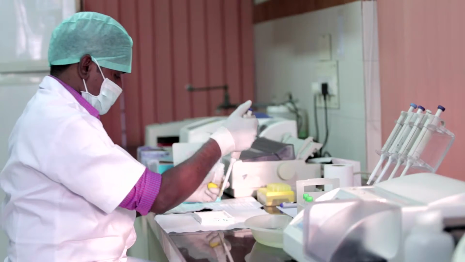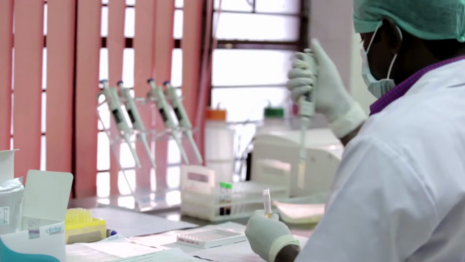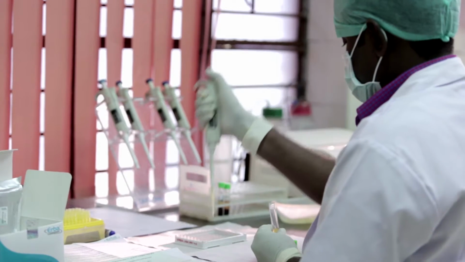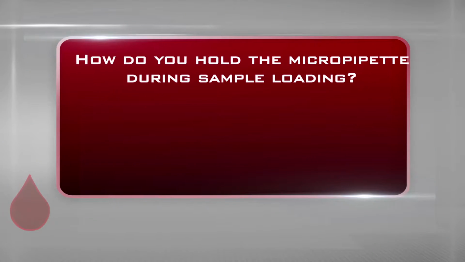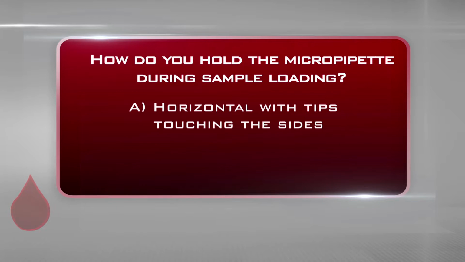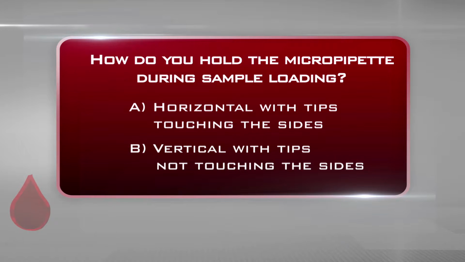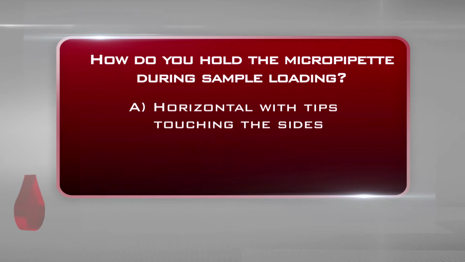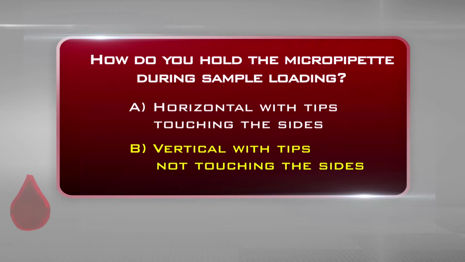With the help of a micropipette, load the respective wells with the required volume of controls and serum samples with diluent. How do you hold the micropipette during sample loading? A. Horizontal with tips touching the side. B. Vertical with tips not touching the side. Yes, the answer is B, vertical with tips not touching the sides.